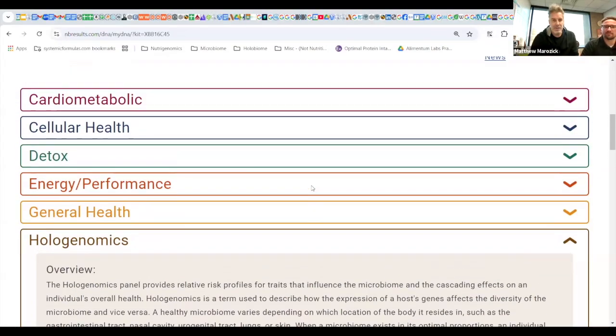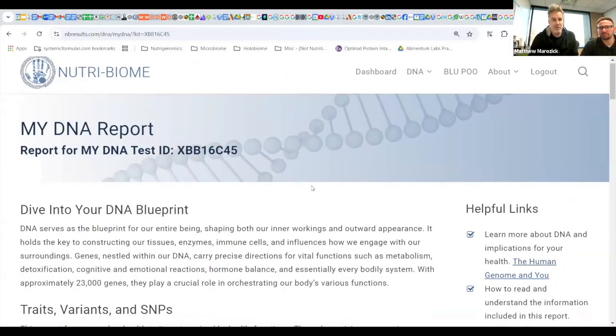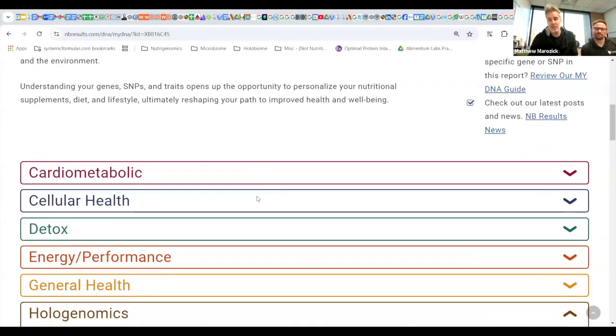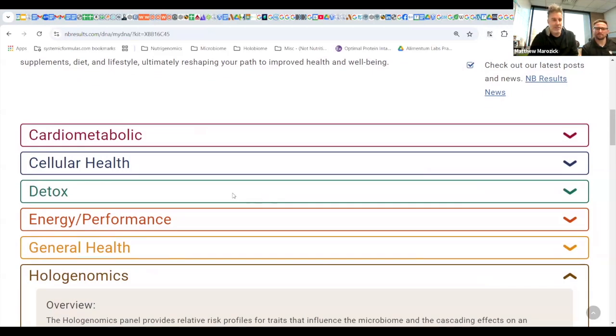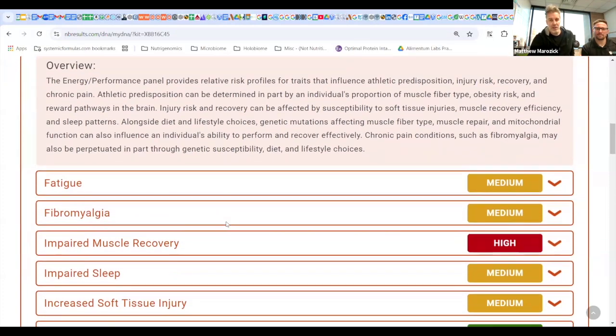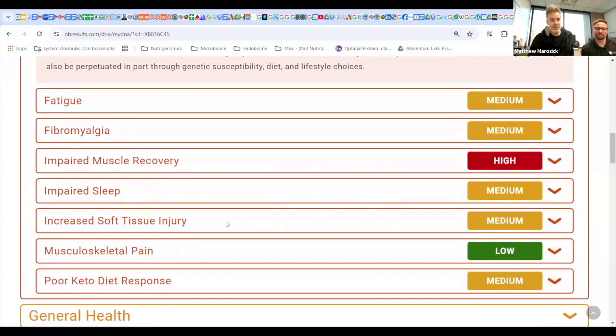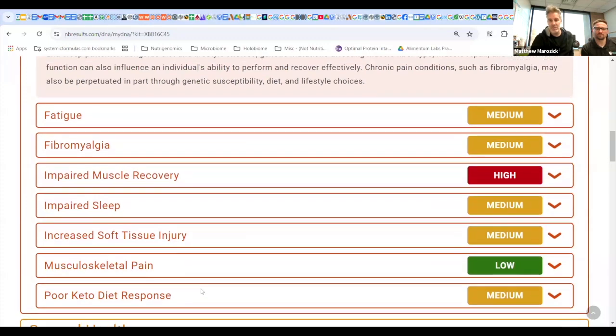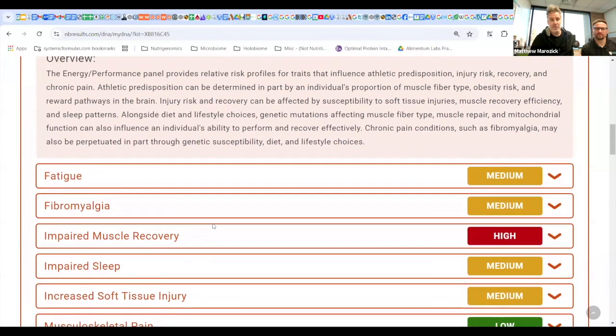Okay, so here we are at the My DNA report. Once you log in, you can view your report. We went over cardiometabolic and cellular health last time. Like I said, we're going to go over detox and energy performance. So the first one we'll look at real quick is energy performance. This is kind of a catch-all for different things or maladies people might have, including fatigue or fibromyalgia, sleeping, generalized pain or injury, and also poor keto diet responses. Those are some interesting ones that people might like to know about.